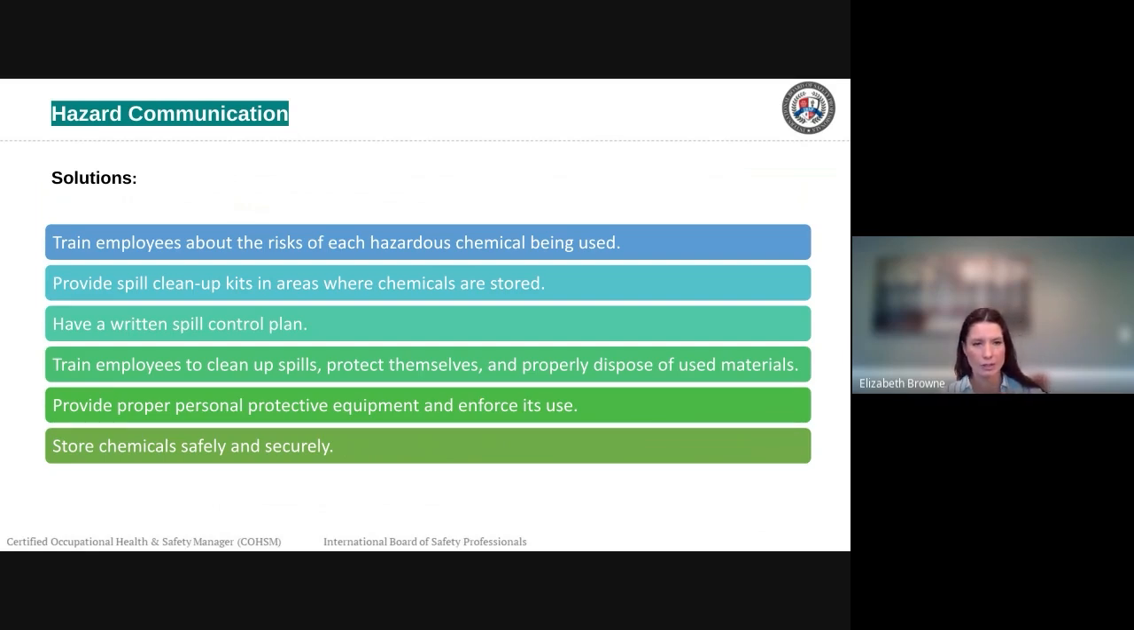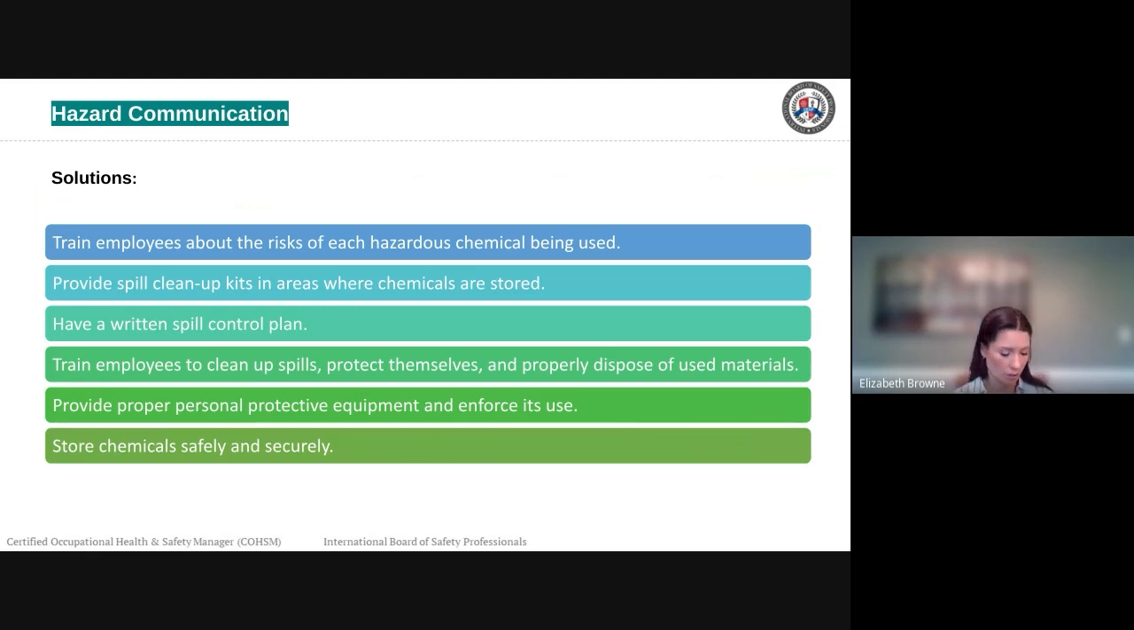Employees must be trained about the risk of each hazardous chemical being used. They must be provided with spill cleanup kits in areas where chemicals are stored. We need to have a written spill control plan. Employees must be trained on how to clean up spills, all while protecting themselves, and on the proper disposal of the used materials. This can affect our environmental laws.